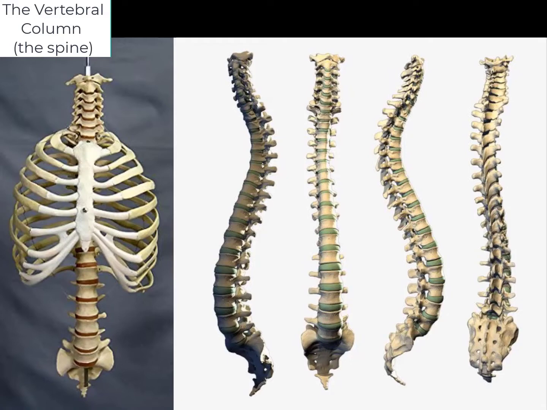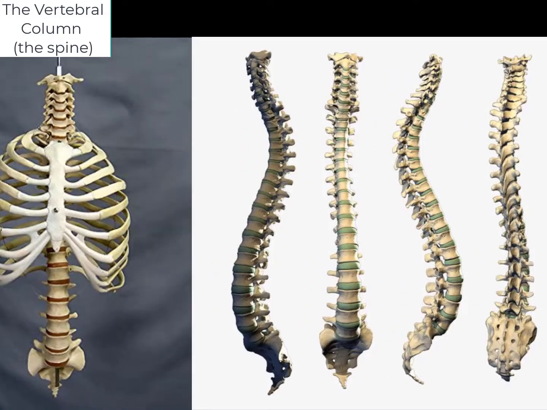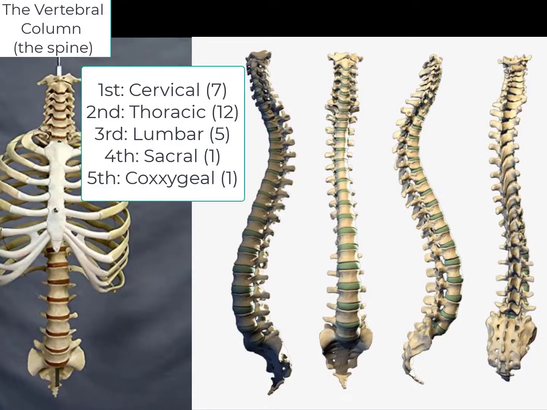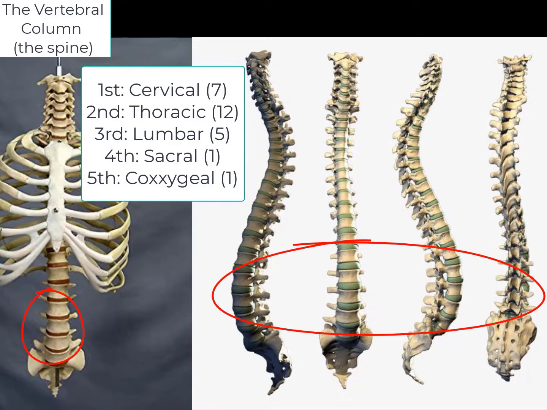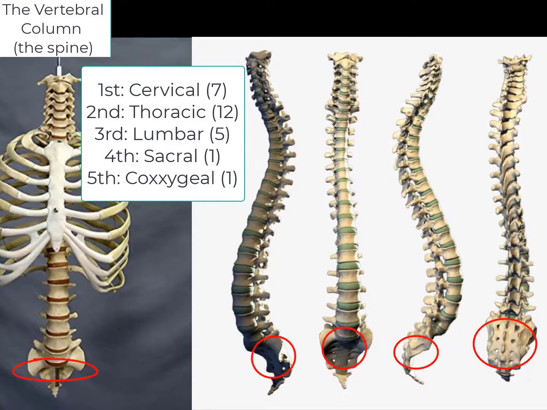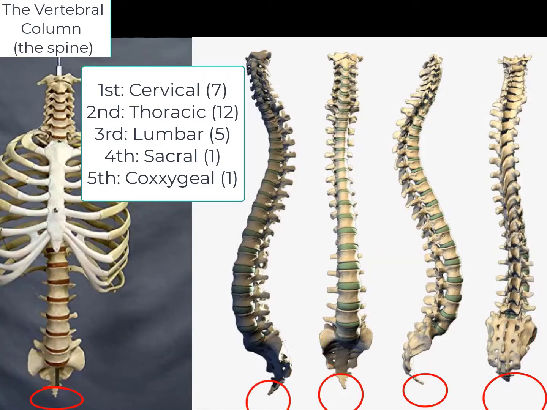Now we will talk about the vertebral column, otherwise known as the spine. There are 5 sections of the spine that you will need to know, and you will need to be able to differentiate between the different types of vertebrae. So we have our cervical vertebrae section. That's the first section, the most superior. Then we have the thoracic vertebrae. And next we have the lumbar section. And after that, we have the sacral section. And finally, the coccygeal section of the vertebral column.